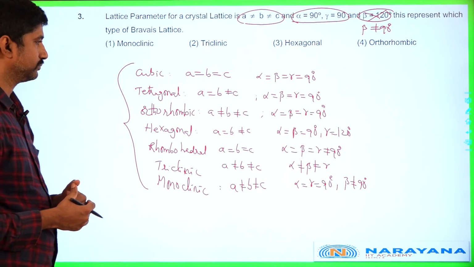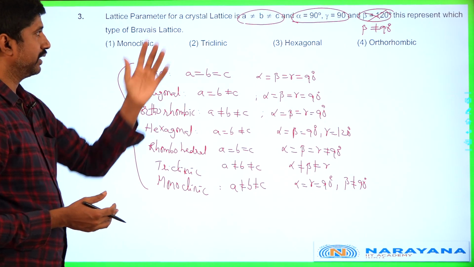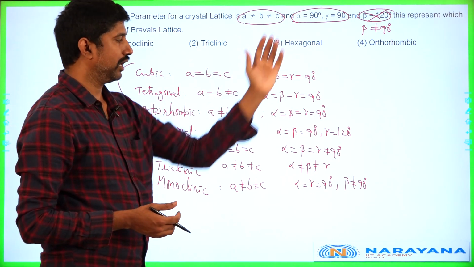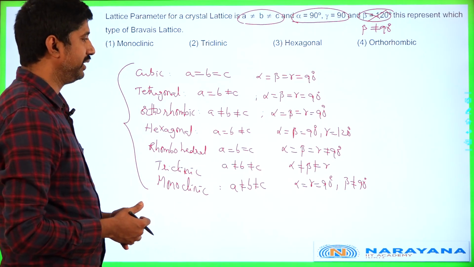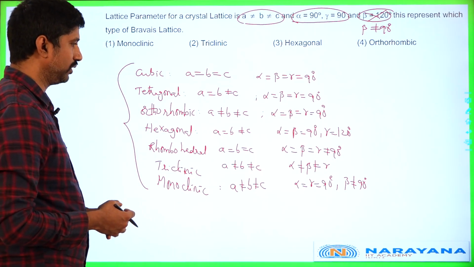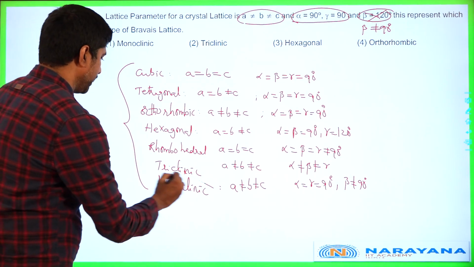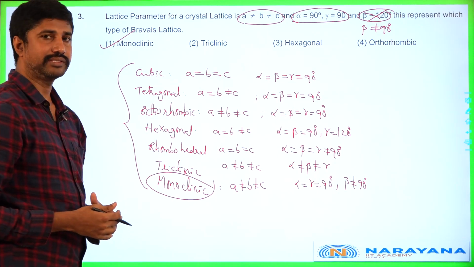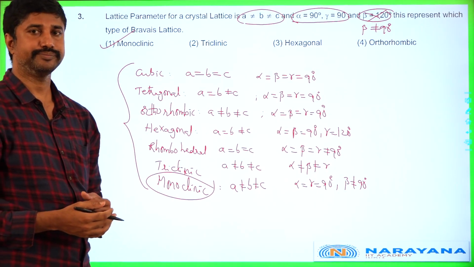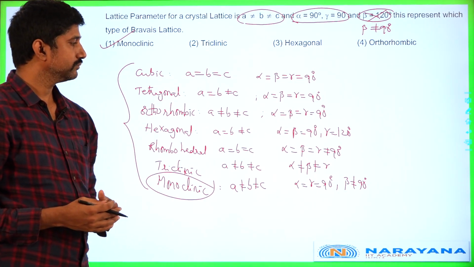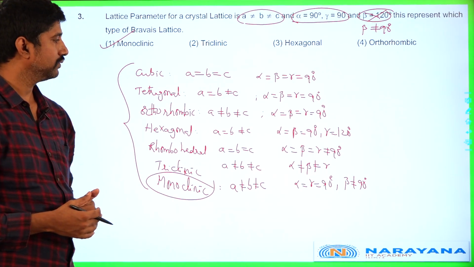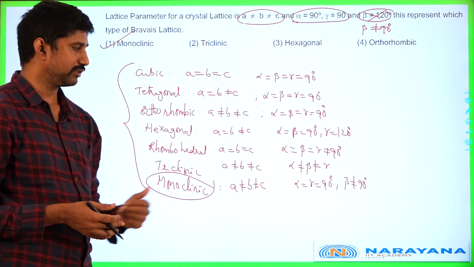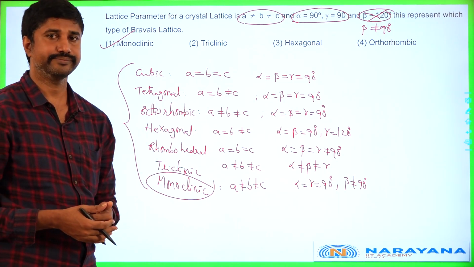Okay. So, as per the given data, A not equal to B not equal to C, and alpha, gamma are 90s and beta not equal to 90. If you are taking that, so only one we have, that is nothing but monoclinic. So, the type of Bravais lattice is monoclinic. So, purely memory based and NCERT, we have a tabular form of all lattice parameters, and from that it was given. Okay.